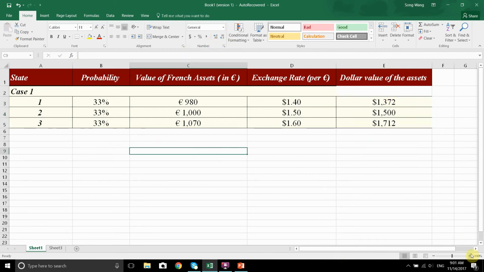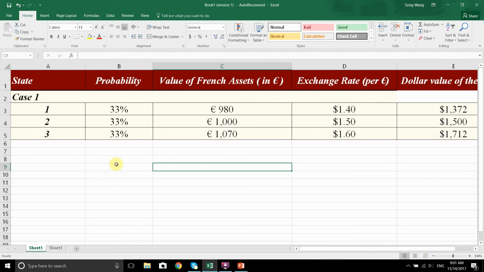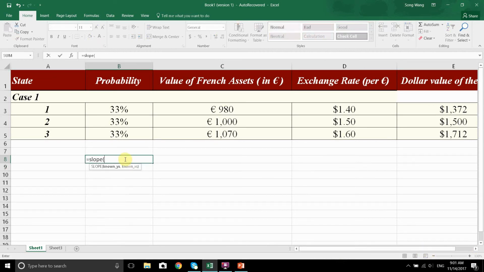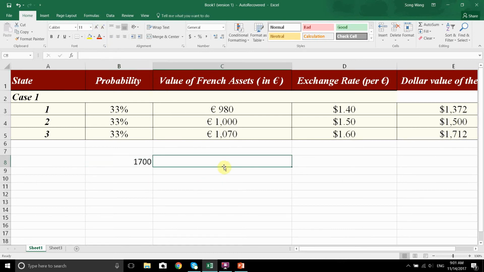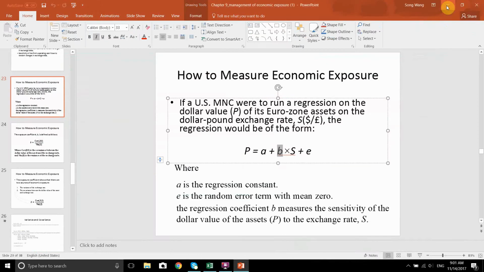Now to get the economic exposure, you just use the slope function of Excel. The y's would be the dollar values, and the x's would be the exchange rates. So 1700, that is your economic exposure. Another way to get it is using a calculator.